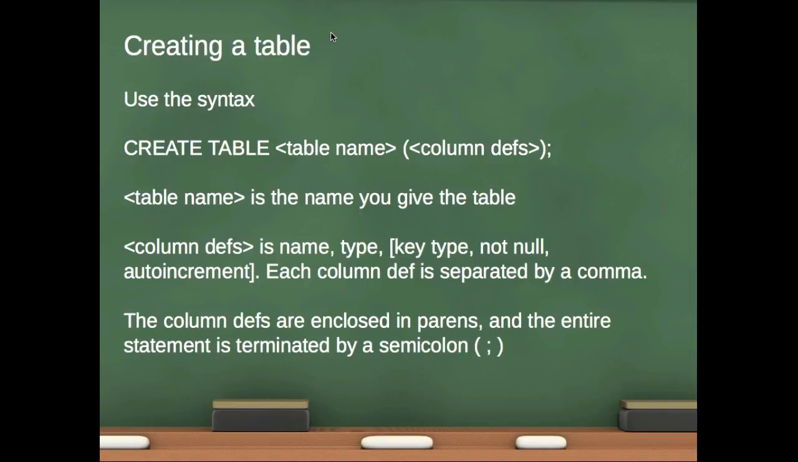So how do we create a table? Once we're in the utility, we use the syntax create table, literally, and then the name of the table, and then followed by, in parentheses, our column definitions. And each column definition is separated by a comma. And finally, after the closing paren, this is SQL syntax. It must be terminated by a semicolon.